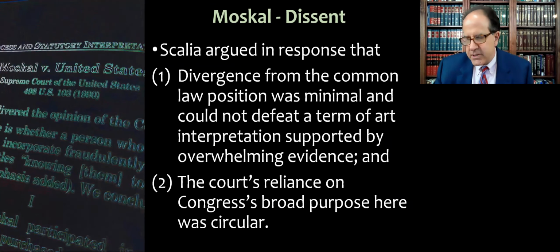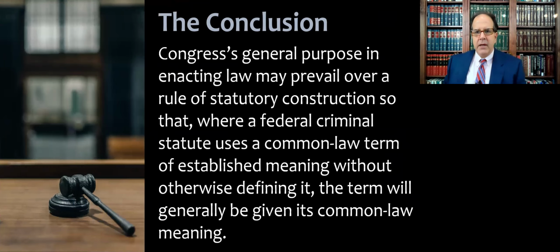Scalia argued in response to the majority that divergence from the common law position was the exception, not the rule. In fact, he says it's the exception that proves the rule and could not defeat a term of art interpretation supported by overwhelming evidence. And he said that the court's reliance on a broad purpose here was circular. Basically, that it's easy to say Congress's broad purpose was for Moskal to go to jail. And he thinks that that's sort of the ends justifies the means, or a circular reasoning.